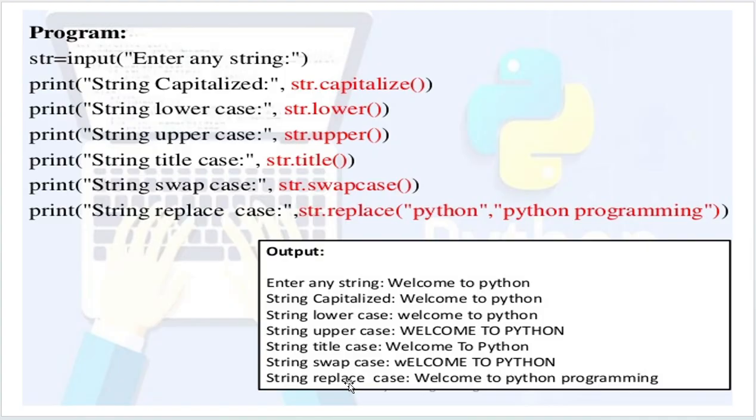And next is string replace. Here, if you see, two strings have been given: Python and Python programming, which means that wherever Python is there, it will be replaced with the new string called Python programming. So in the original text we had "welcome to Python", so instead, "Python programming" will be printed. You can check the output here.